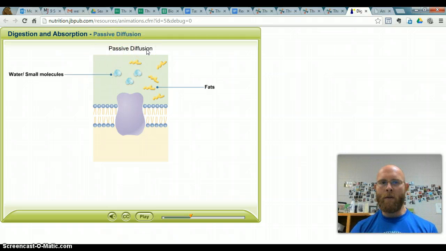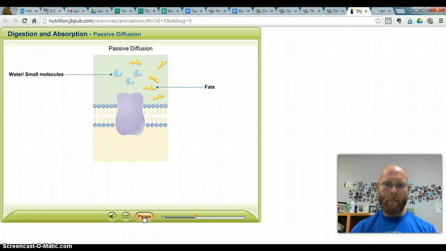And anytime you see diffusion, that means it's moving from where there's a lot of it on one side of the membrane, or from where there's an area of high concentration, high amounts, to areas of low amounts. You can see on the bottom here there are no molecules here. So passive means no energy required. Diffusion means moving from areas of high amounts or concentrations to spreading out to areas of low amounts.